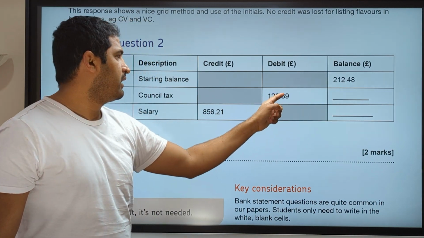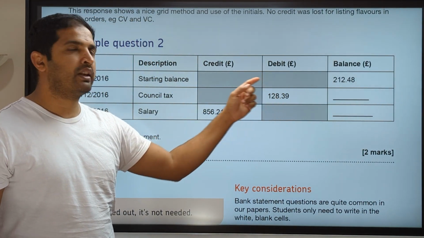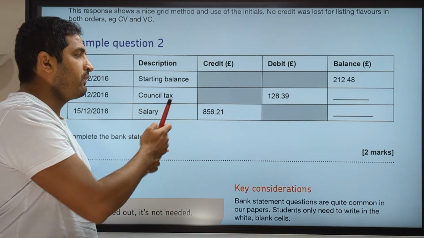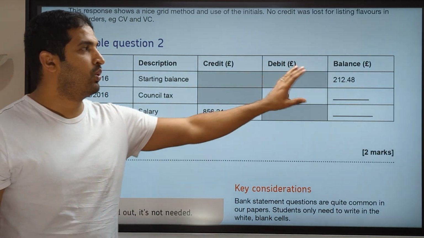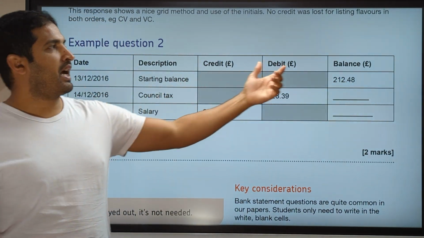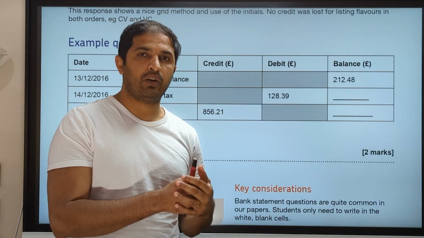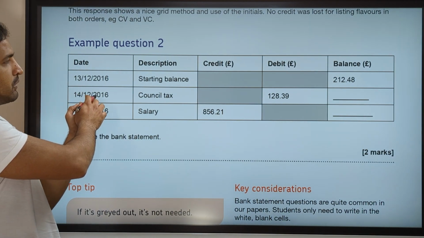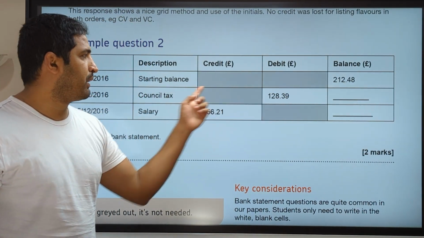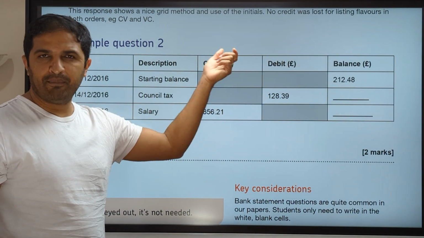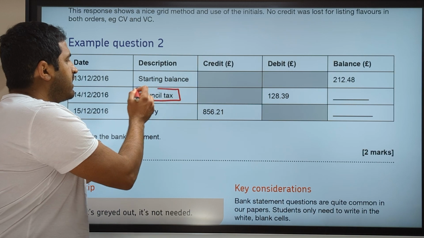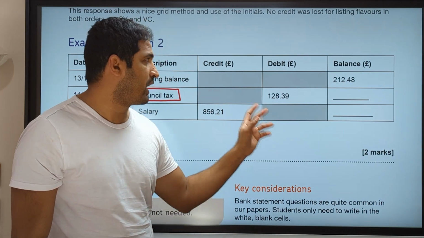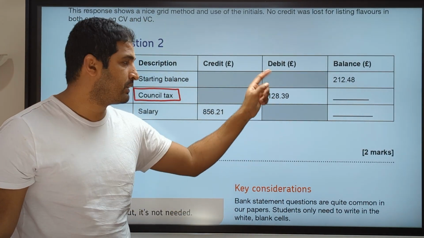So the balance after you get charged £128 and 39p for council tax, and then the balance after you get your salary of £856 and 21p. That's all they're asking you to do. So my starting balance, when I look at my bank account at the end of the month, is 212, and then on the 14th of December 2016, I have to pay council tax. Remember, even if you're not sure what debit and credit is, look at the description of the item. Council tax. Does that give you money, or do you have to give money to someone else? It goes out of your account. So council tax will go out of your account.